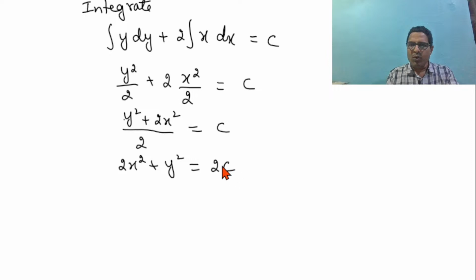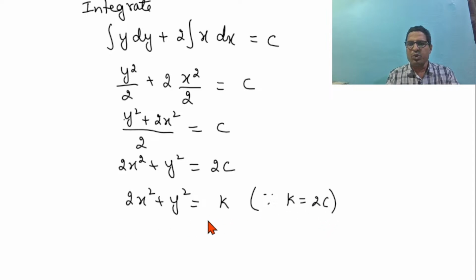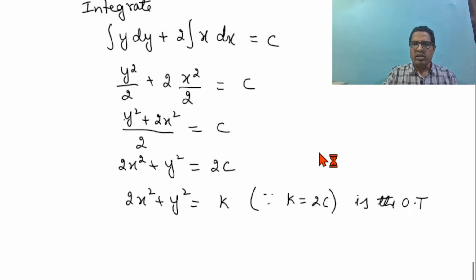But if you want, you can replace this constant by some other constant and rewrite this as 2x square plus y square is equal to k, where the value of k is nothing but 2c. I am replacing 2c by k. So this gives you the orthogonal trajectory of the parabola. So, are you getting it?